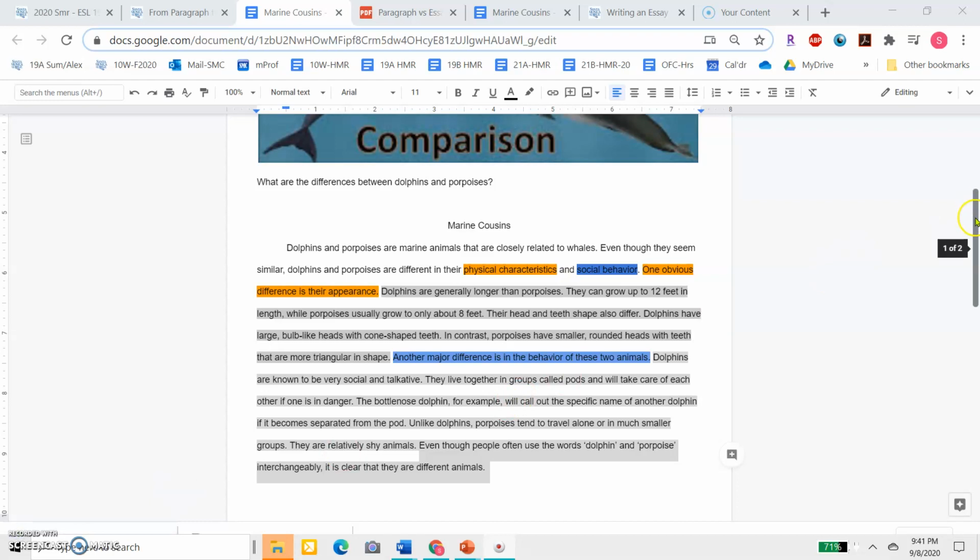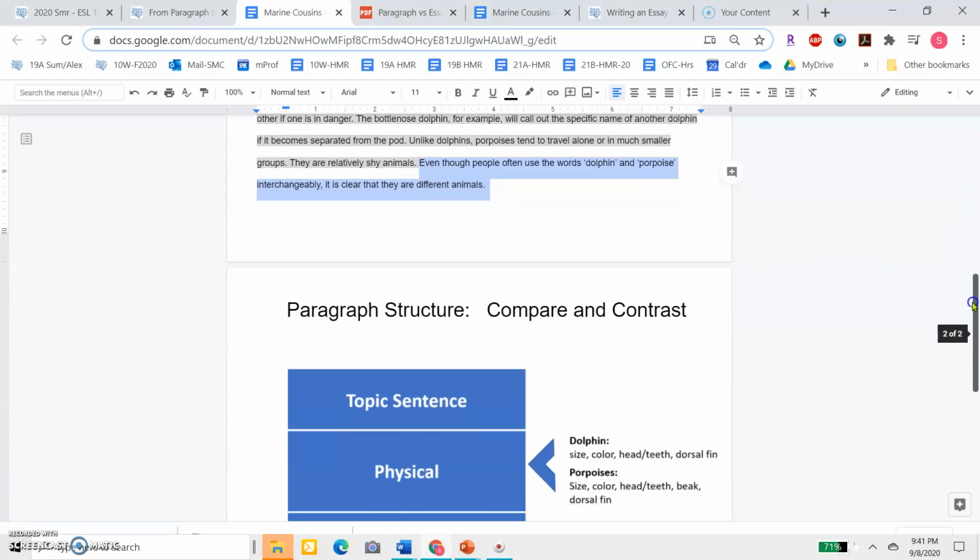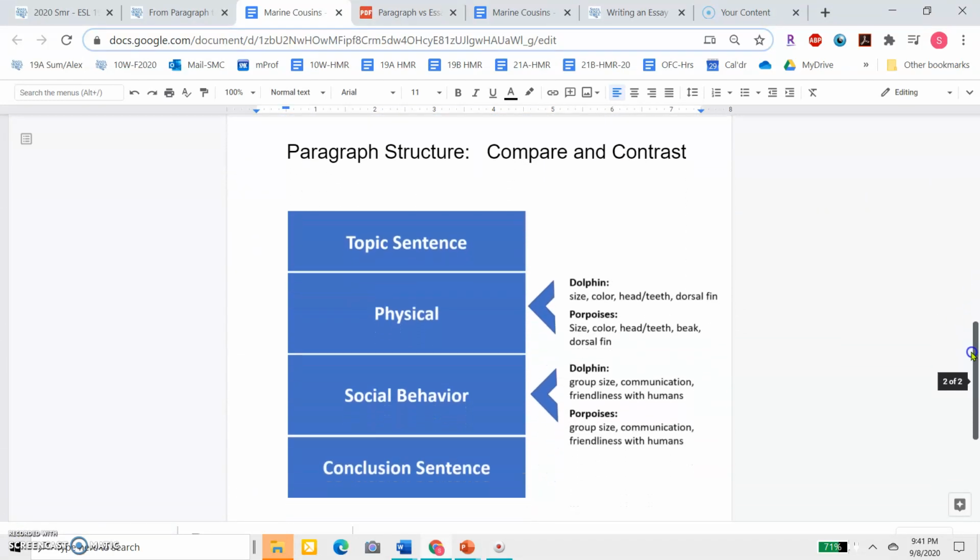Okay, let's take another look at another way we can look at the structure of a paragraph. So we have a topic sentence, we have 2 supporting points, and we have a conclusion sentence. So this is all one square, one block of about one main idea. Your first focal point is on the physical characteristics of dolphins and porpoises, and the second is social behavior comparing dolphins and porpoises.